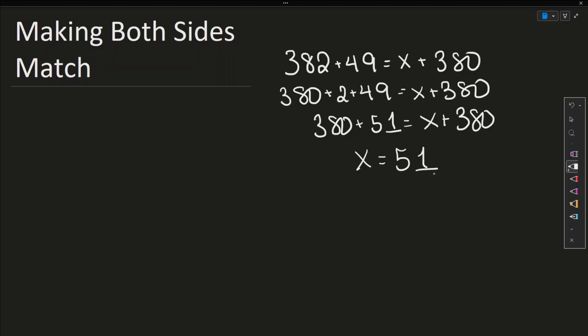We could double check this. 382 plus 49 is 431, and 51 plus 380 is also 431. So the equation is true.